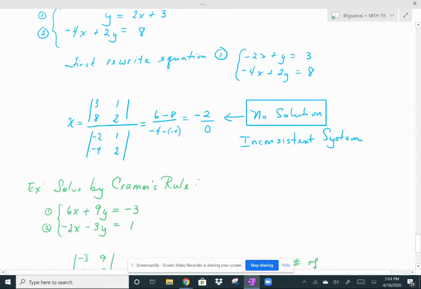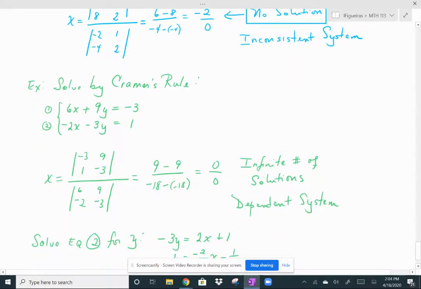All right, so let's do another example by Cramer's rule. Here I have two equations, so 6x plus 9y equals negative 3, and negative 2x minus 3y equals 1. First set up your denominator, which is just the coefficients of x and the coefficients of y in exactly that order. So you write 6 and negative 2 in the first column, 9 and negative 3 in the second column. So when you evaluate that, you get negative 18 minus negative 18, which gives me a denominator of 0.